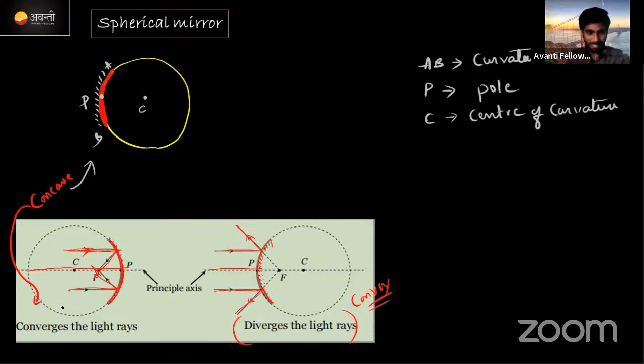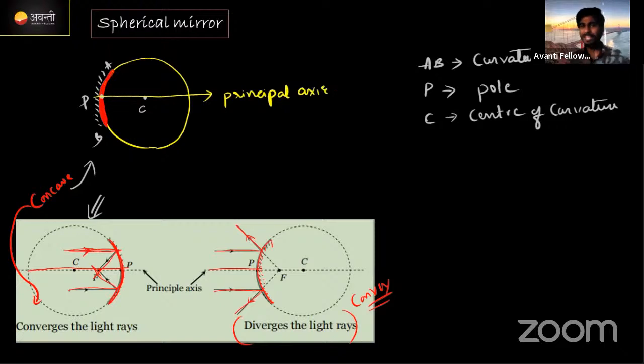I told you that in the earlier step, if there is any light coming parallel to the principal axis. Principal axis क्या है? Actually, if you draw one line which passes through the pole as well as the center of curvature, we can draw one line now like this. Correct? We call this one the principal axis.